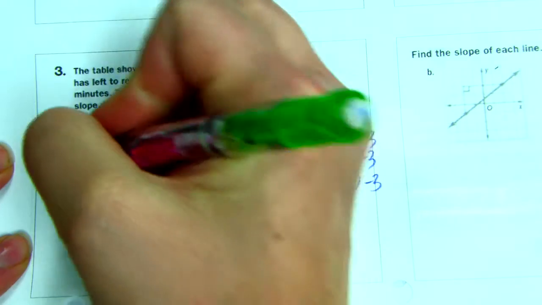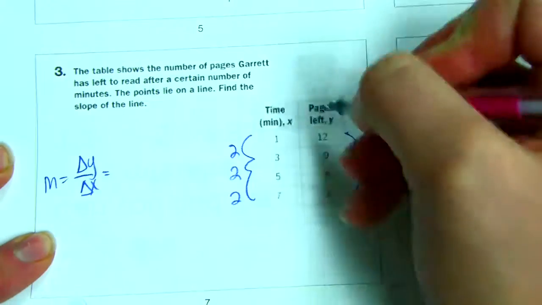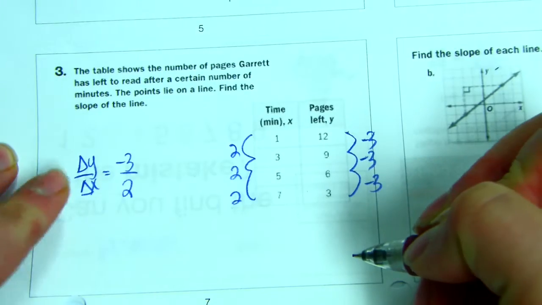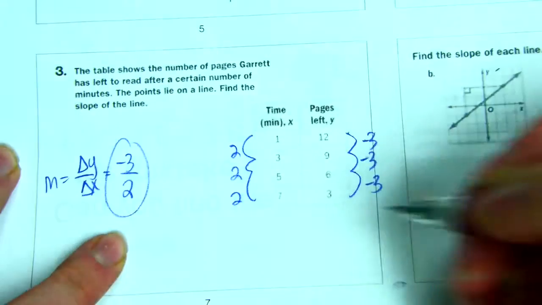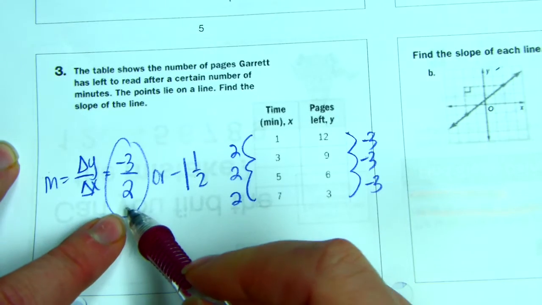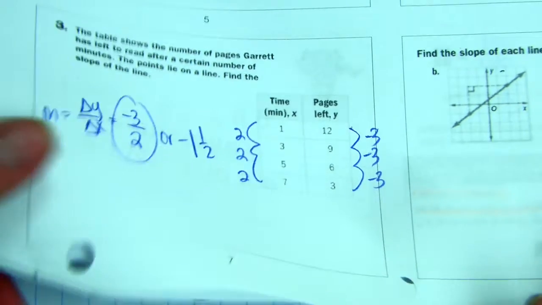So our slope, M, is equal to change in y over change in x. The change in y is negative 3. The change in x is 2. So the slope of the line is negative 3 over 2 or negative 1.5. But generally you see this because this is way easier to graph. An improper fraction is easier to graph.